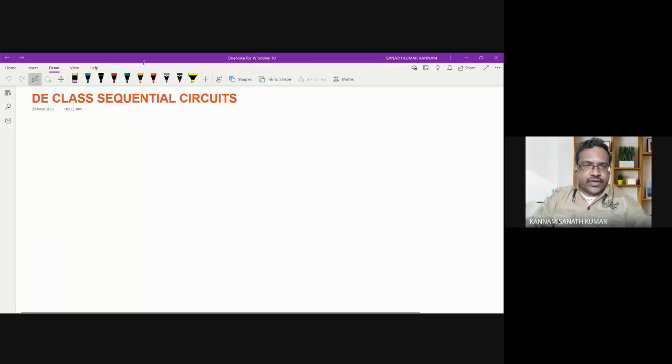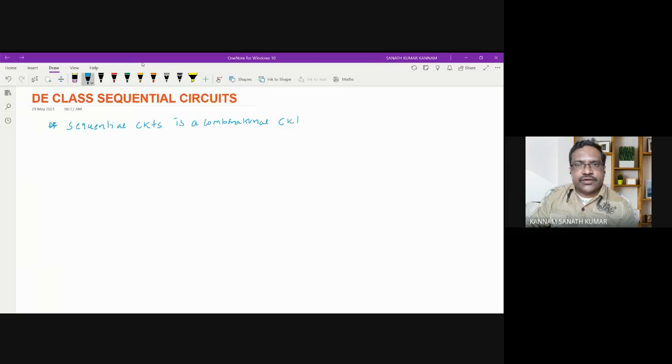Sequential circuit. Okay. So we have two types of circuits: combinational circuits and sequential circuits. So what are sequential circuits? A sequential circuit is nothing but a combinational circuit with memory.